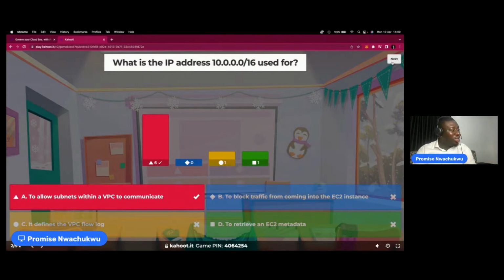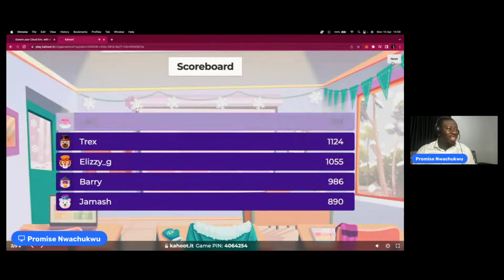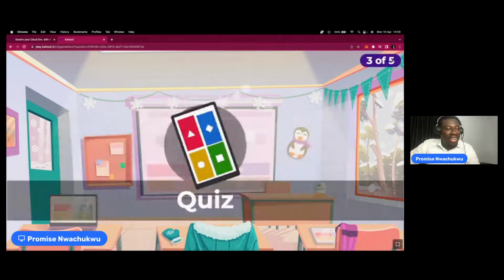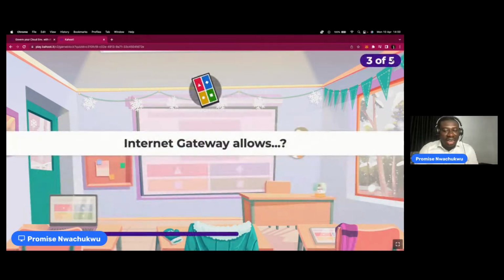Wow. Let's see if Lao is going to still maintain his position. Interesting. Wow. Lao is still maintaining his position. Let's see. Trex, Ellis. I don't think anything changed. I think the same guys who were topping the board are still topping the board, right? Well, for Jamesh and Barry, we are only taking the first 3. So I'll urge you guys to challenge Trex and Lao. All right, going over to the next question.